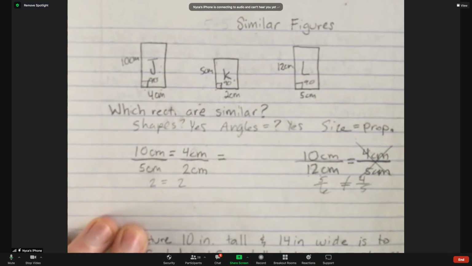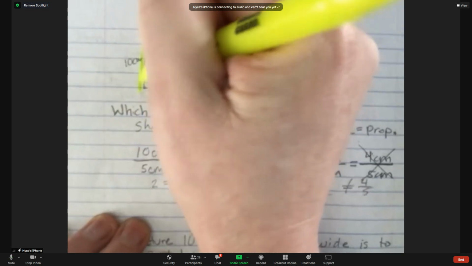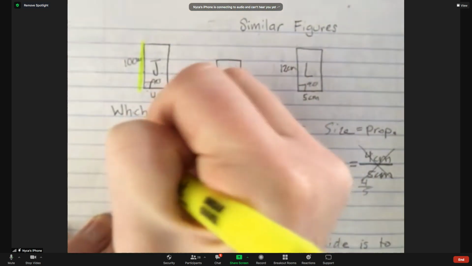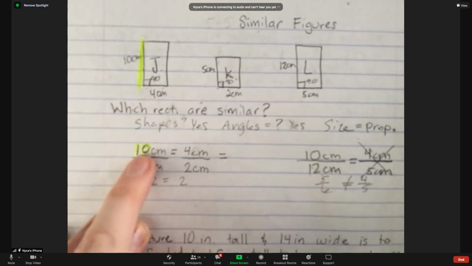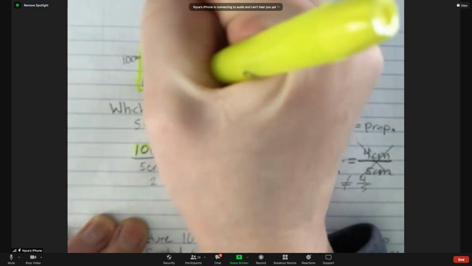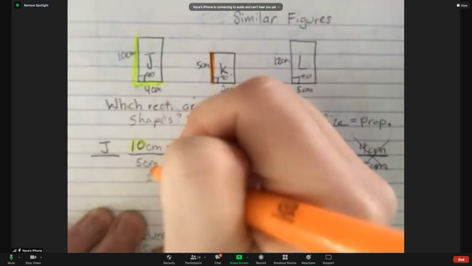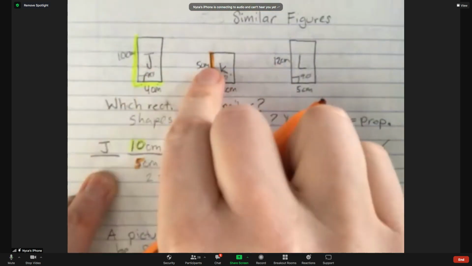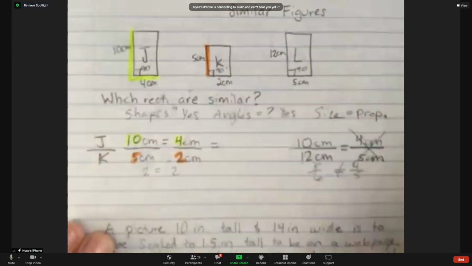So what you do if you need color when you're looking at this right here: the vertical line of J is where I got my 10. And with that vertical line of J, you have to remember to keep the figures across from each other the same. So figure J, I put on top. Then I took the same corresponding positions. So the vertical of K, which was 5, because vertical and vertical, and then the 2. And so this is figure K.